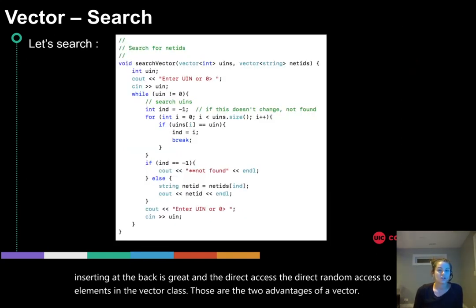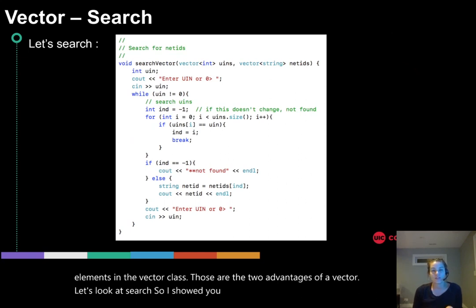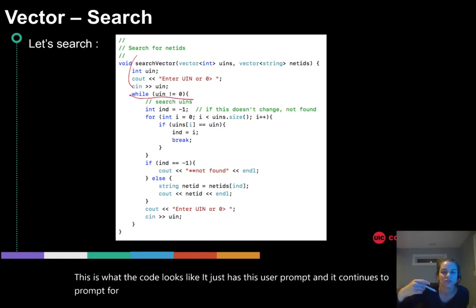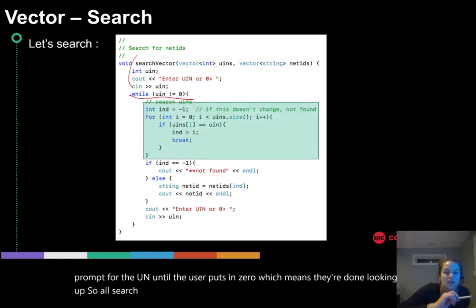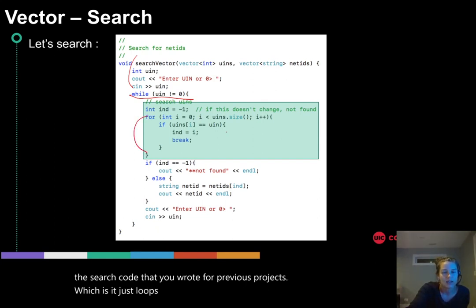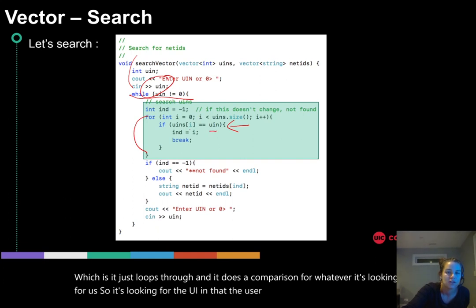Now let's look at search. I showed you how search worked when I ran the code. This is what the code looks like. It has this user prompt, and it continues to prompt for the UIN until the user puts in 0, which means they're done looking up. All the search code is actually here, and it's very similar to the search code that you wrote for previous projects, which just loops through and does a comparison for whatever it's looking for. So it's looking for the UIN that the user put in, comparing the UIN to the UINs in the vector.